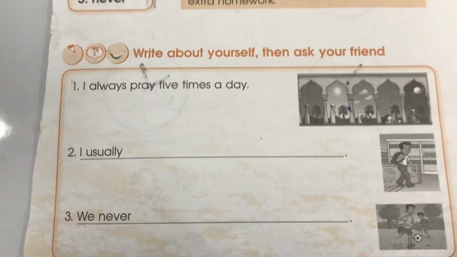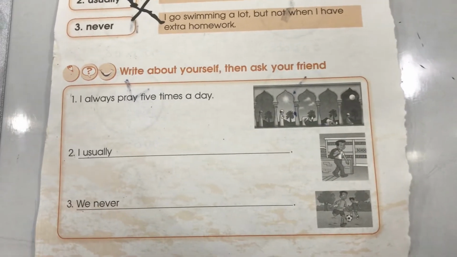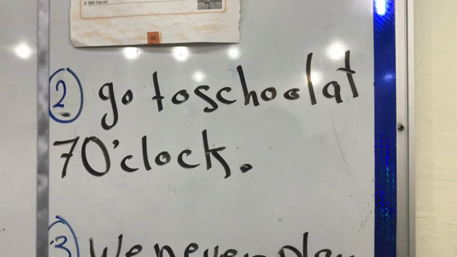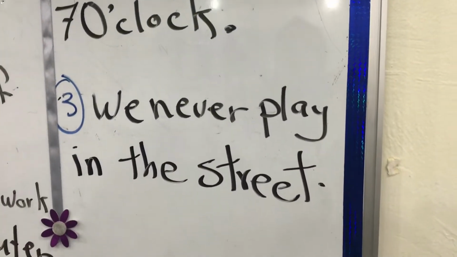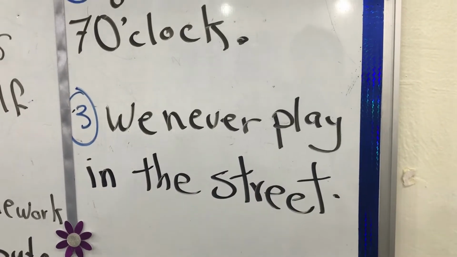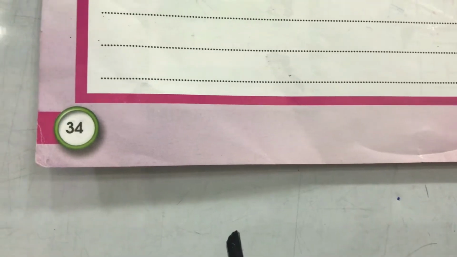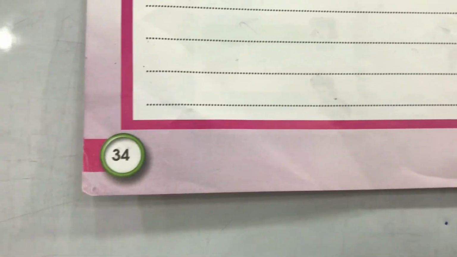Okay, for number 1, I always pray 5 times a day. I usually go to school at 7 o'clock. Number 3, we never play football in the street. Now please, it's your time to open your student book page 34.